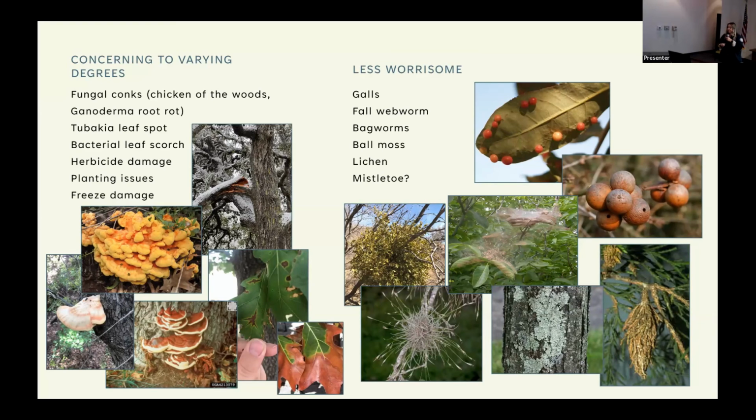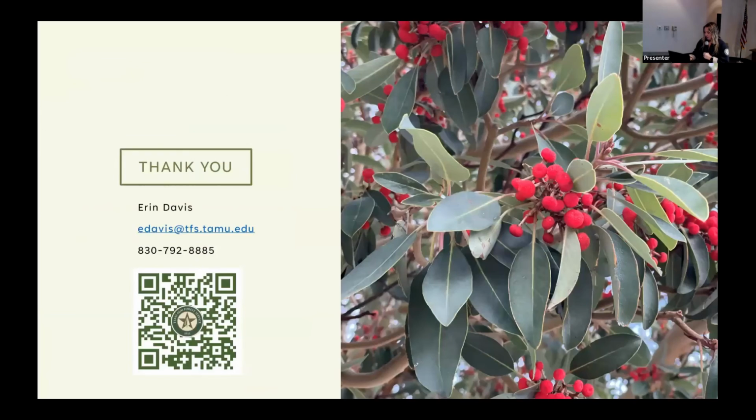Anything else? Okay, cool. Any questions from y'all? I have no idea how I'm doing on time. All right. That's it. Perfect. Any questions, anything y'all are seeing on your own trees?